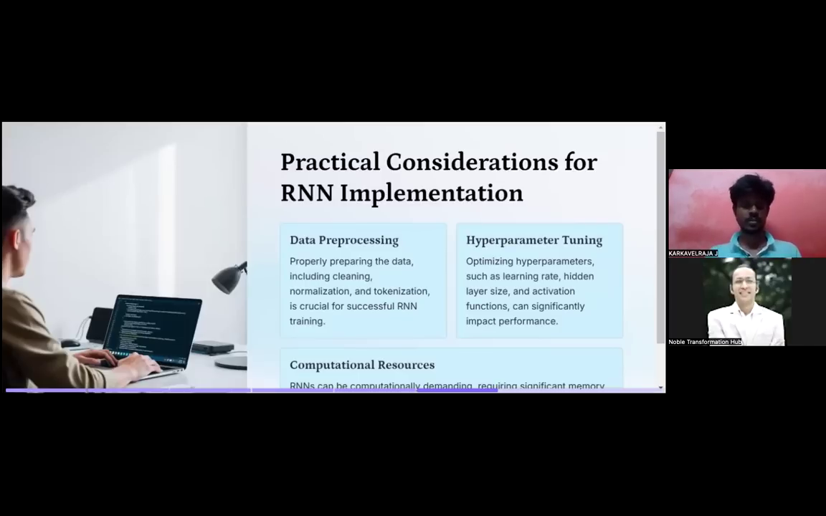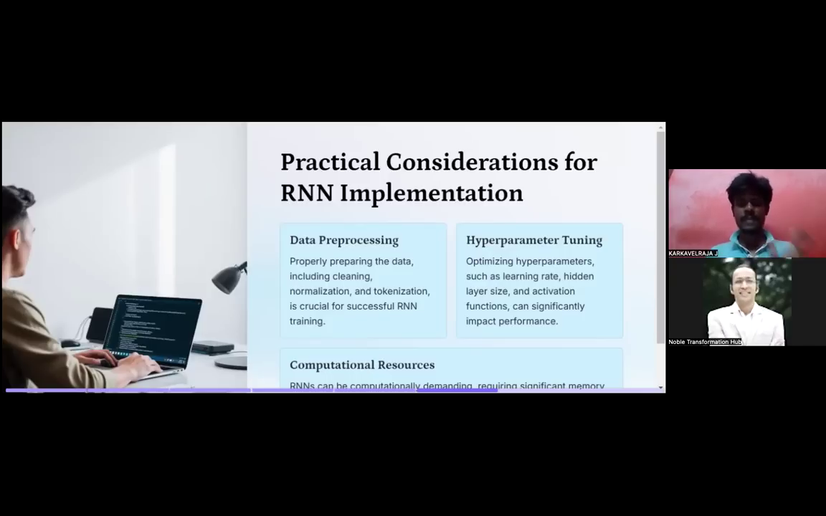Data pre-processing: properly preparing the data, including cleaning, normalization, and tokenization, is crucial for successful RNN training. Not only RNN training, all kinds of algorithms need proper data pre-processing. That's the reason we took you through nearly 1.5 months of pre-processing, everything related to EDA and VDA. Okay, that is the first thing.